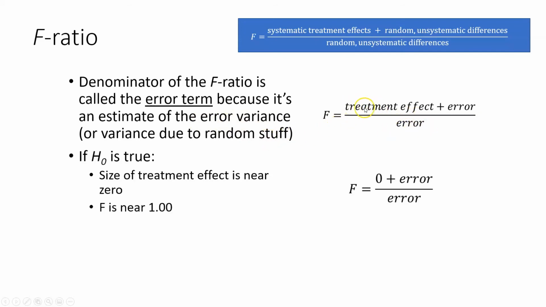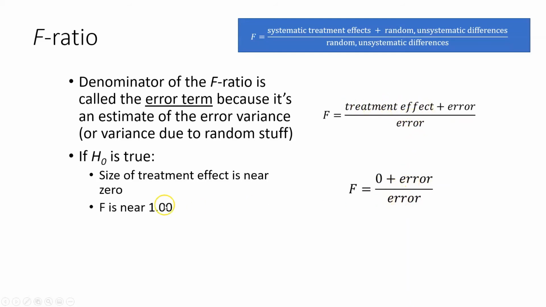In the top, we call this the treatment effect plus the error. If the null hypothesis is true, then the size of the treatment effect is near zero because the treatment didn't work. There is no difference because of the treatment. The treatment is nada, null, nothing. There is no treatment effect if the null is true. If that were the case, then we would have an approximate estimation of the degree of error divided by the degree of error, because the treatment effect would be nothing.